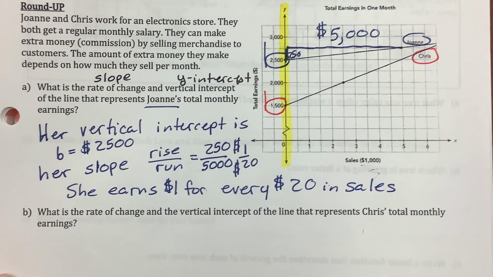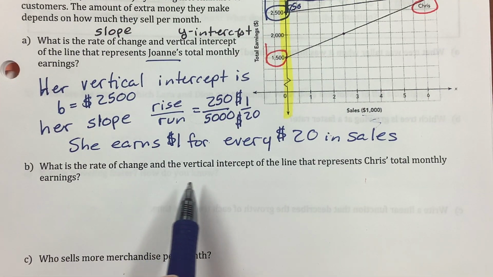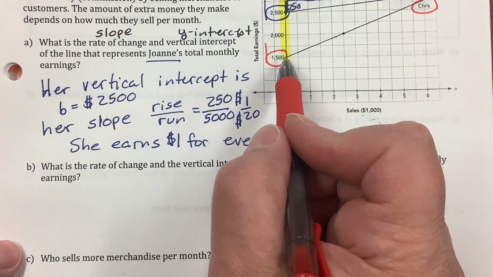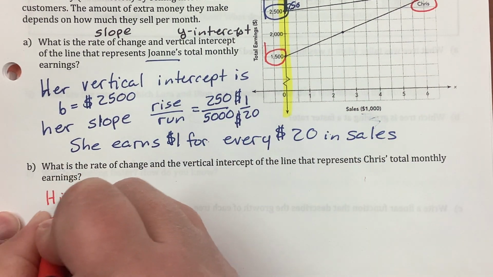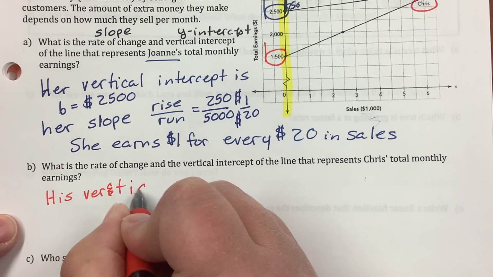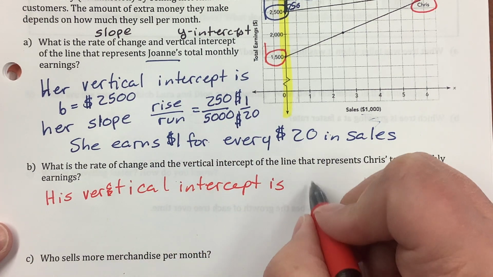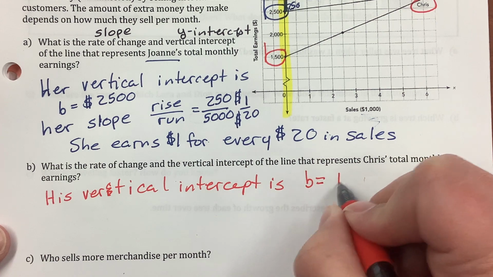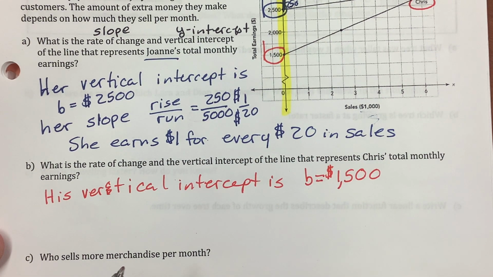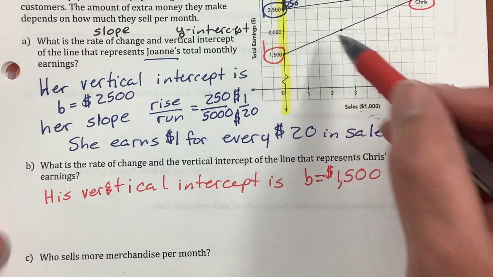But Chris has got a higher slope. You can see he's got a steeper slope. So what is the rate of change and the vertical intercept of the line that represents Chris's total monthly earnings? Well, his vertical intercept is B equals 1,500. So his base salary is less money. He starts off with less money, but maybe he's not a better salesman, but he is earning more for his sales.